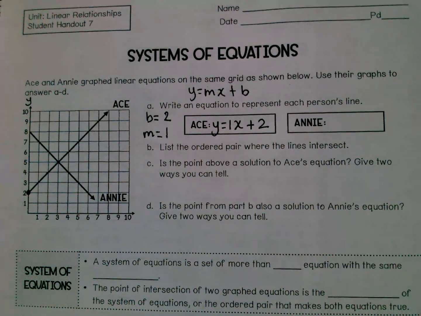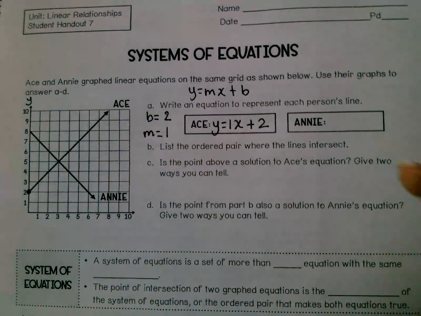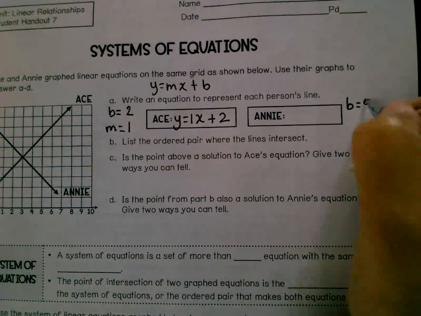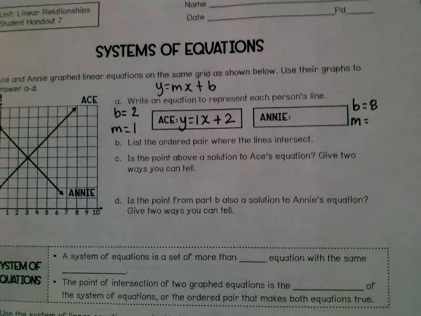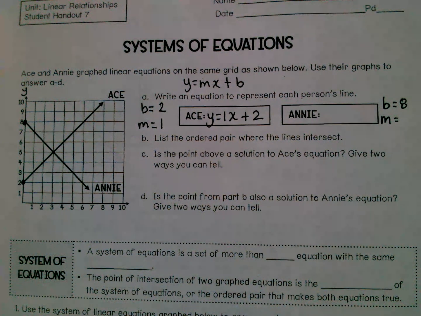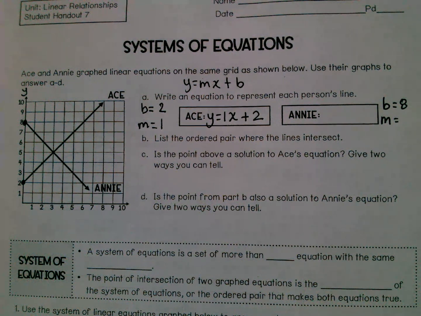Yes. So now let's go to Annie. Same thing for Annie. I need to find the y-intercept. And right here, 8. Very good. And the slope. It doesn't matter what other point you want to get to. I might rise and run until I get to this point. Somebody might decide to rise and run to get to this point. It doesn't matter. You're going to end up with the same slope because you can simplify fractions, okay?